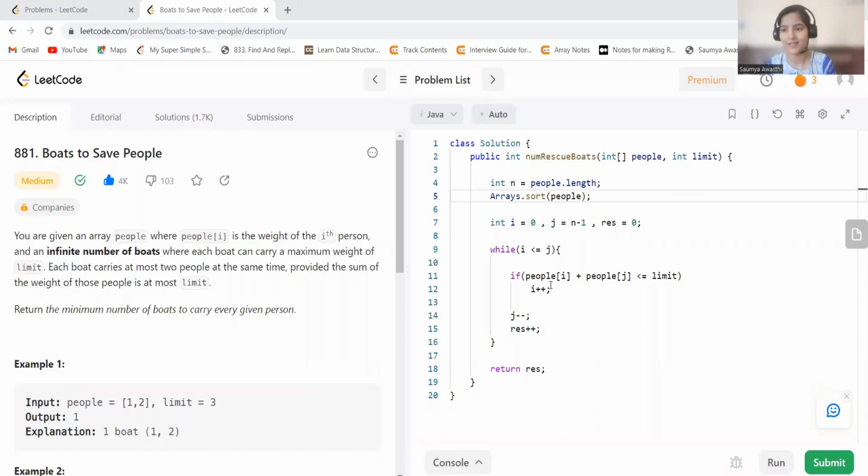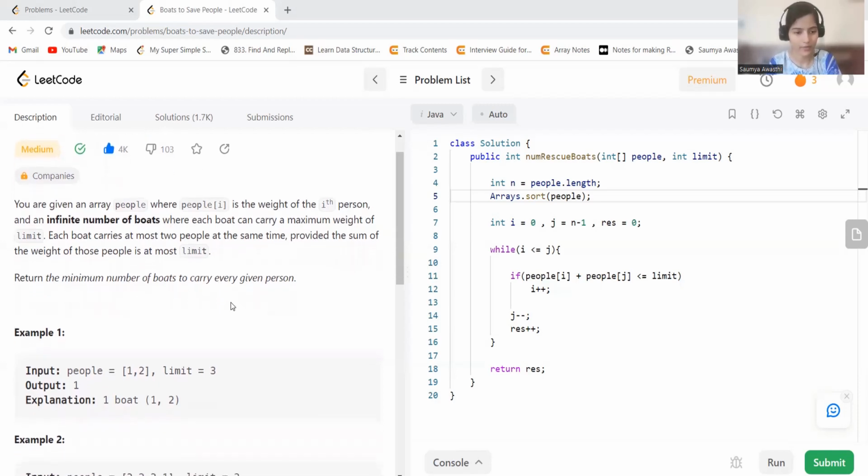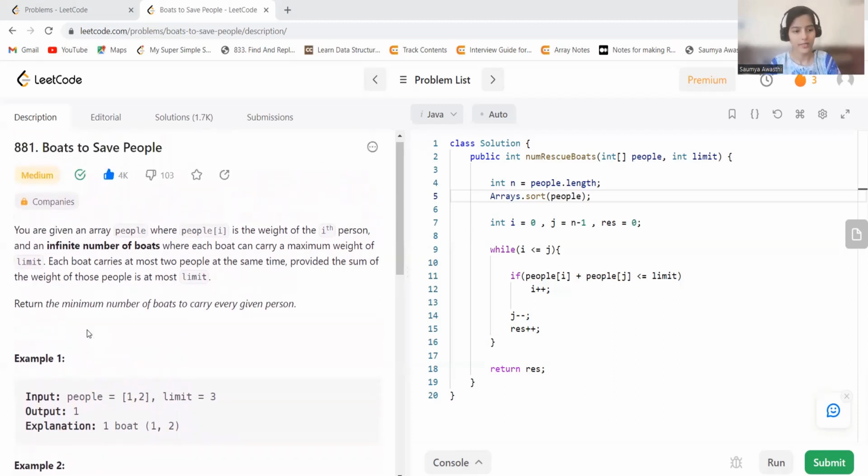So let's get started. The problem says you are given an array people where people[i] is the weight of the ith person, and an infinite number of boats where each boat can carry a maximum weight of limit. Each boat carries at most two people at the same time, provided the sum of the weight of those people is at most limit. Return the minimum number of boats to carry every given person.